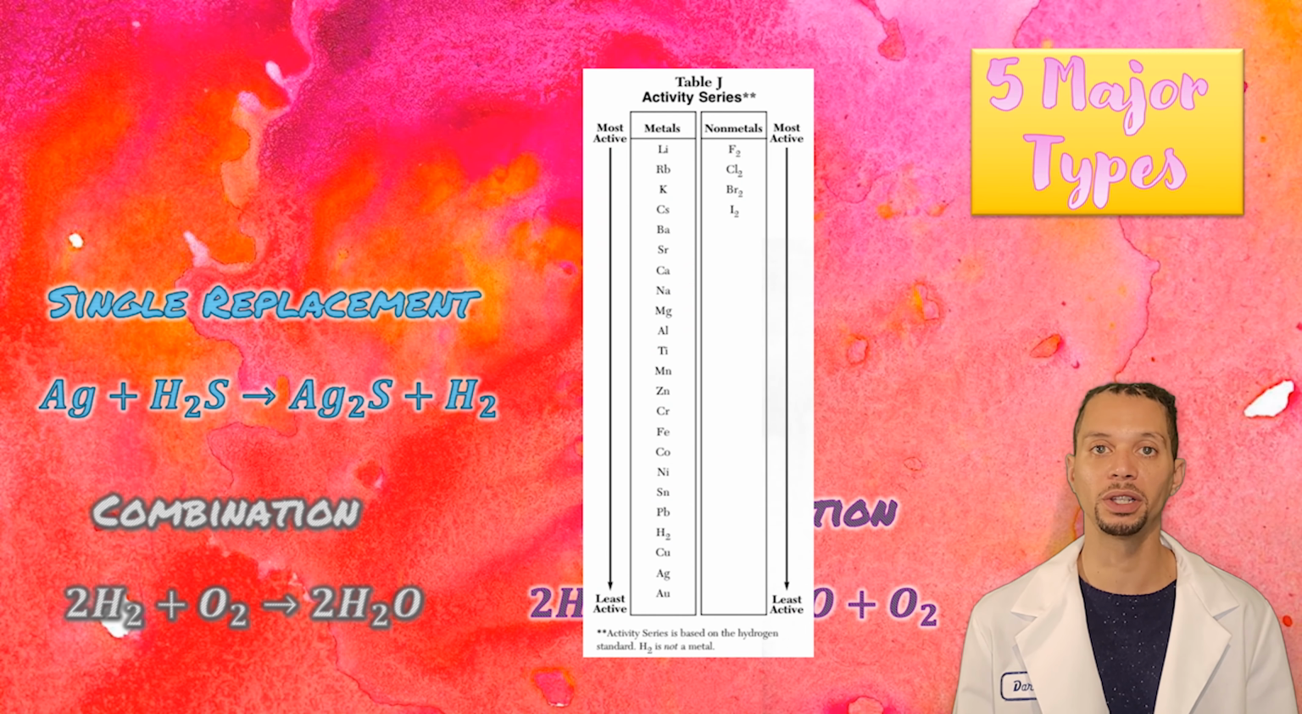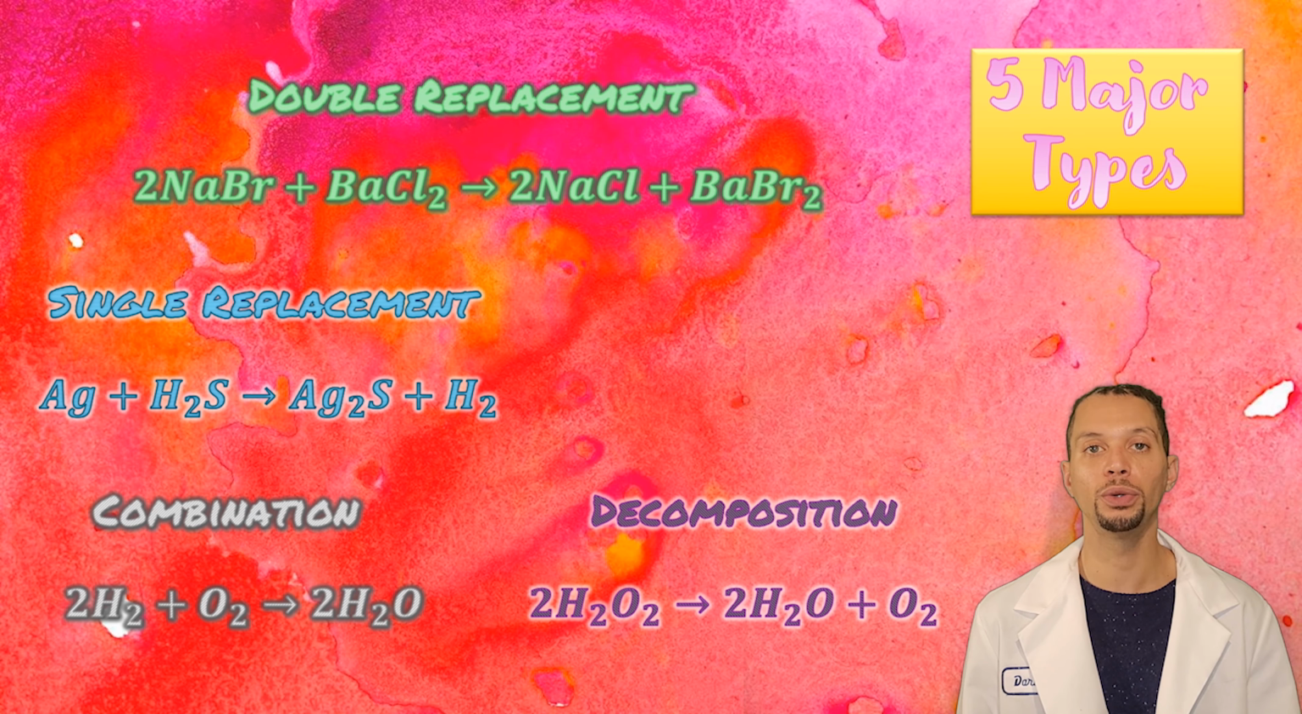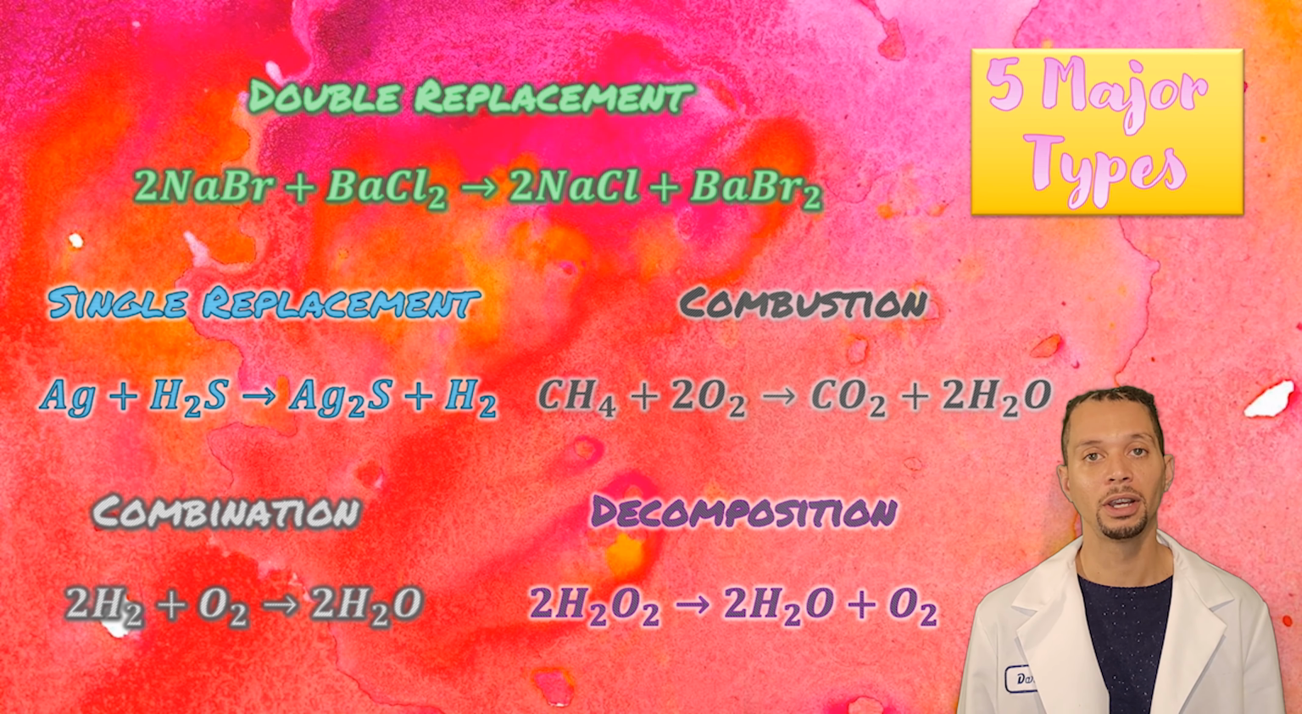Double replacement reactions occur when the positive and negative ions of 2 ionic compounds swap partners and produce 2 new compounds, like in this example of sodium bromide and barium chloride swapping partners to produce sodium chloride and barium bromide. The final major type of chemical reactions is the one we discussed earlier when we were talking about the burning of methane, which is just a common way of referring to this type of chemical change, otherwise known as combustion.